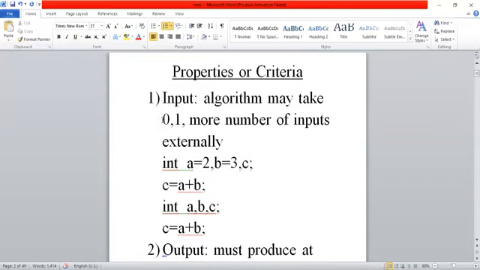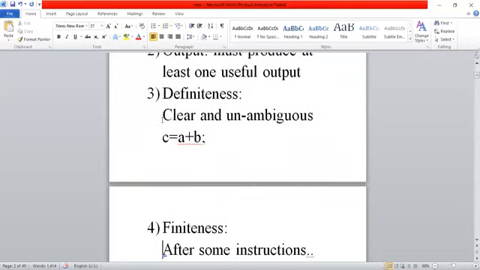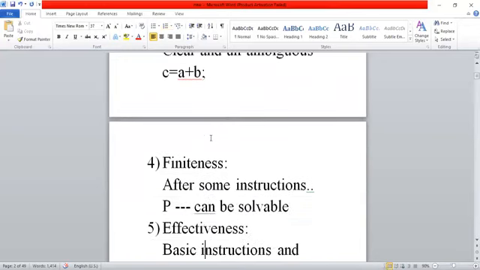So once again I will explain. An algorithm may take 0, 1 or more inputs externally, but it must produce at least one output, otherwise writing the algorithm is wasteful. Okay, so what is definiteness? I have already told you. Every instruction you include must be clear and unambiguous. Ambiguous means confusion. If you confuse the compiler through a statement, sometimes the compiler will get stuck, it won't go further, or it produces a wrong result by relating the statement to another meaning. So you have to write very clear instructions, and they must contain only one meaning.